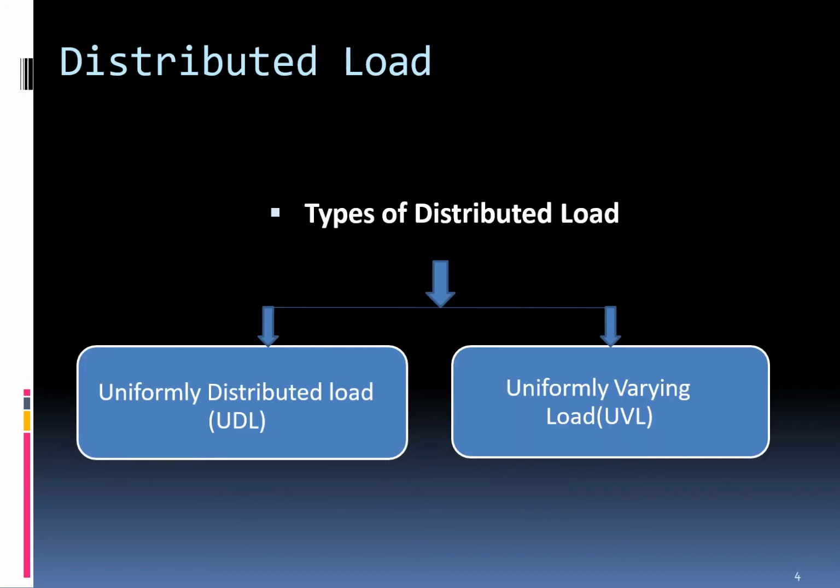Distributed load. Distributed load is that which is going to act over a considerable length, or you can say over a length which is measurable. Load is measured as per unit length. There are two types of distributed loads. One is uniformly distributed load, that is UDL, and the other is uniformly varying load, that is UVL.